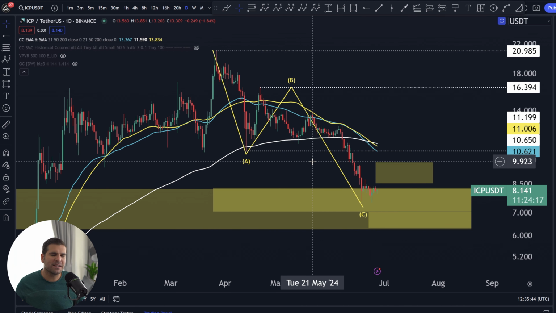This is an indication that this is likely to be the end of the correction for ICP before a relief rally. We can go down afterwards, of course, but the structure should end down here in this little range between $6.32 and $7.03. Okay, no guarantees, but it's the most probable based on the scenarios that have at least unfolded within the last few weeks.